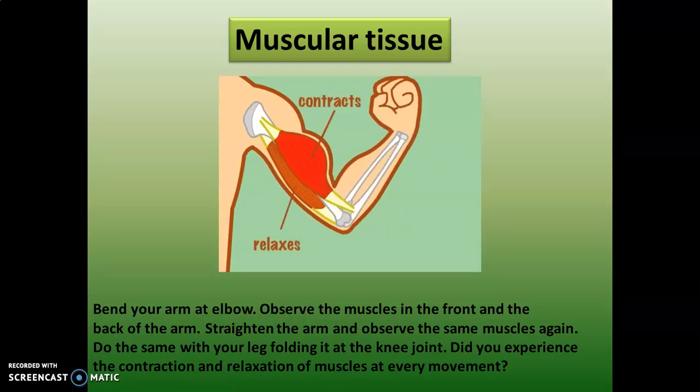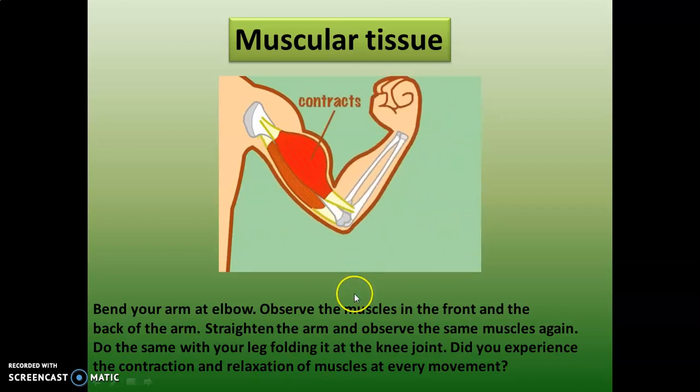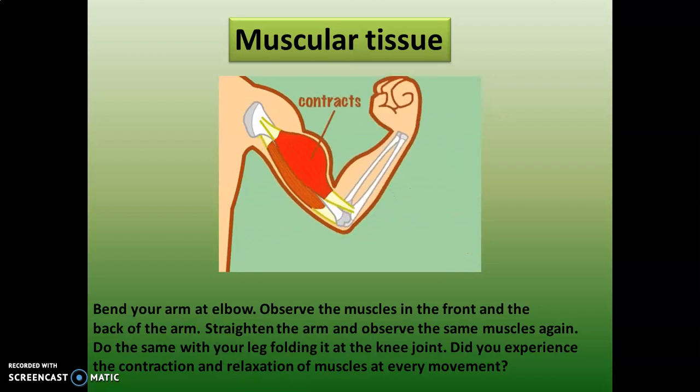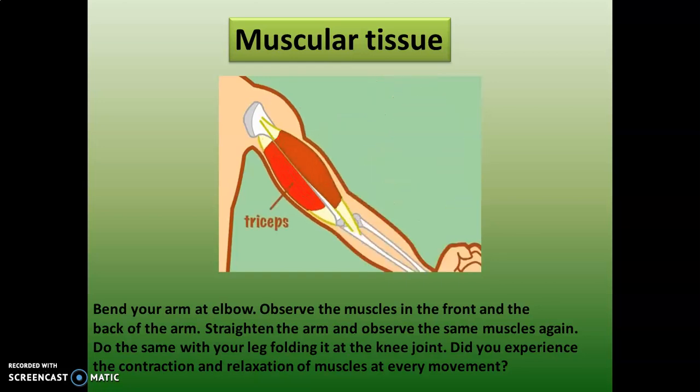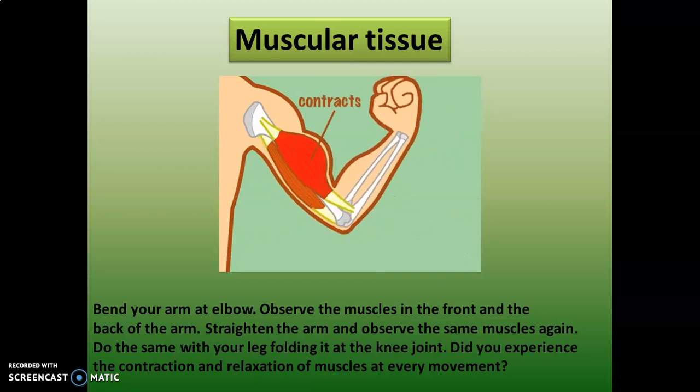Okay, so coming to muscular tissue, if you bend your arm at the elbow, you can observe the muscle in the front and back of the arm. Okay, so you all can do that. Just bend your arm at the elbow. You can see your biceps and triceps. Nowadays in lockdown, I think everybody is sitting at home and eating, no exercise. Okay, so you must have developed very good muscles, right? You can very clearly see your biceps and triceps in the case of the arm.